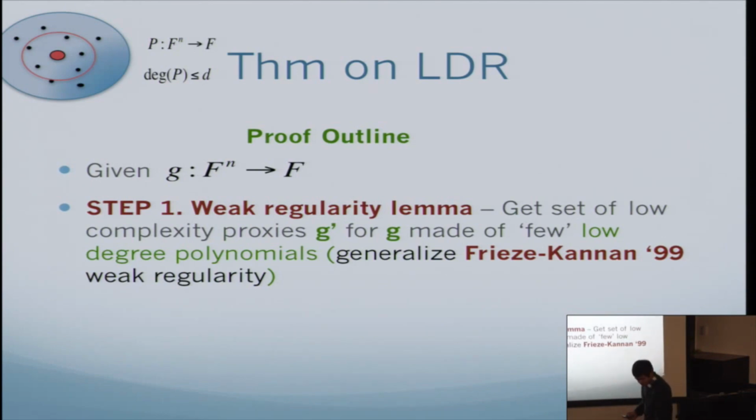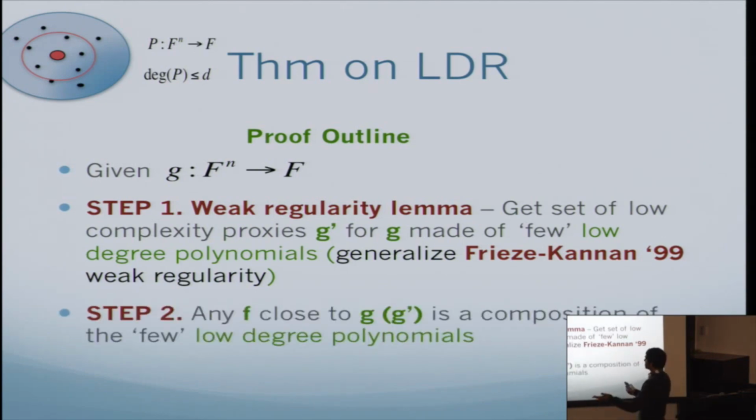The second step, and I'm going to go over these steps again in more detail, but just at a high level, is to say that any code word that is close to G will be close to G prime as well, because G prime acts like a proxy for G. Anything that is close to G prime is much easier to analyze, and you can show that any such F is really structured. So there cannot be too many such Fs that are close to G in the first place.